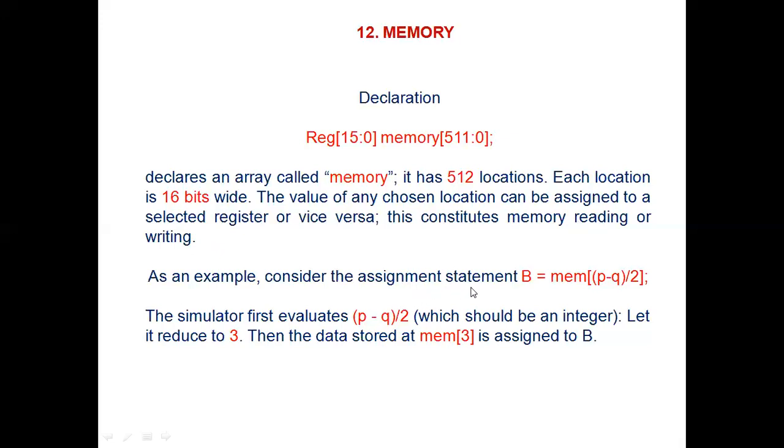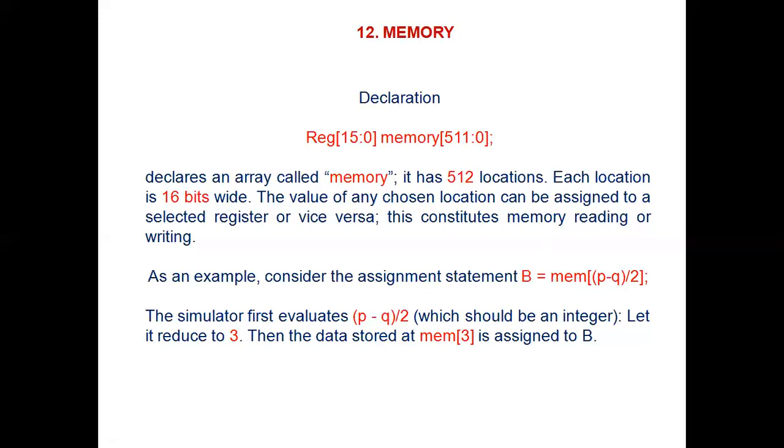Now consider another assignment statement: b = mem[(p - q)/2]. At this instant let us assume p - q gives 6. Since p - q is 6, 6 divided by 2 gives 3. So mem[3] means the third location of memory. That means whatever data is present at the third location of the memory, that data is copied to b.